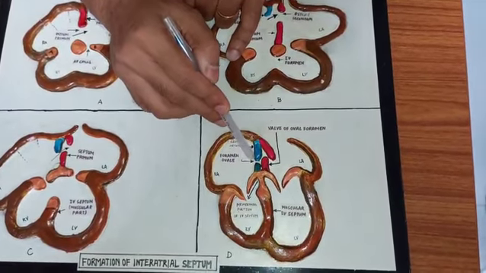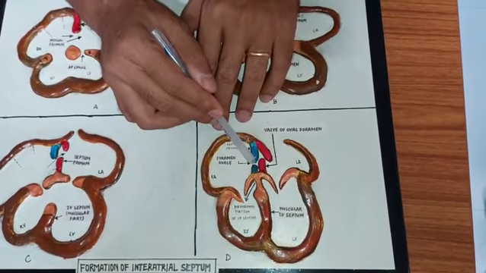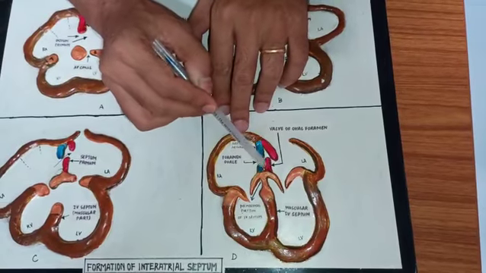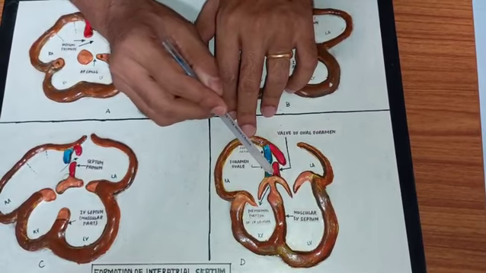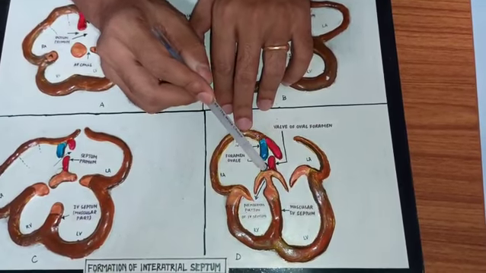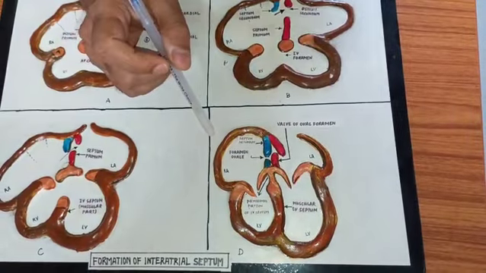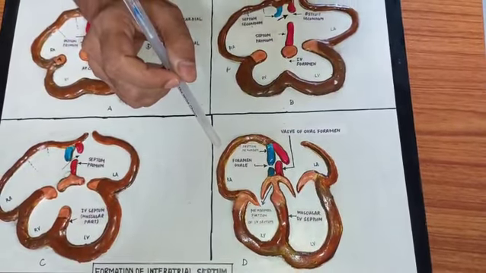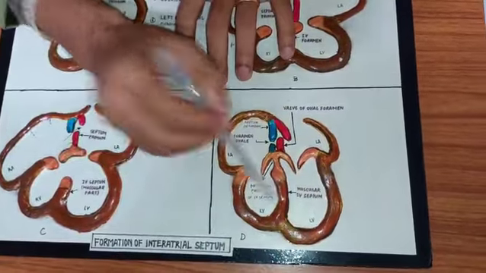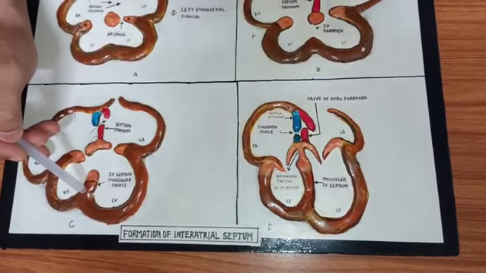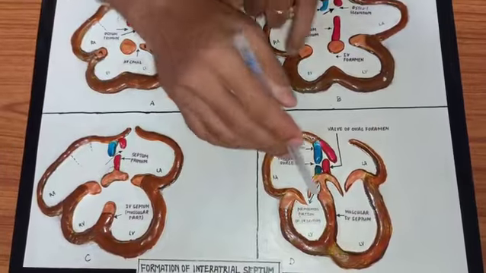Now there is a small opening, as we have already told. This is the foramen ovale, which is getting guarded by this particular structure, which is referred to as the valve of the foramen ovale. Remember, the valve of the foramen ovale is my primitive septum primum. Now, at the same time, we have already noted here that the ventricular wall is growing to separate the two ventricular chambers.